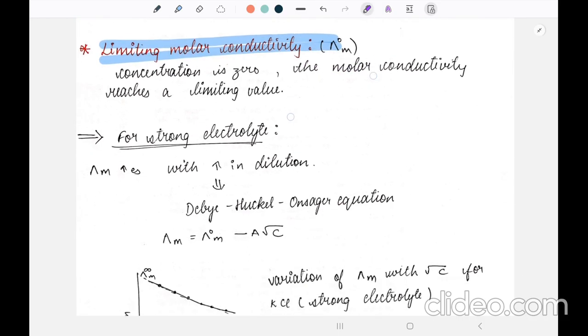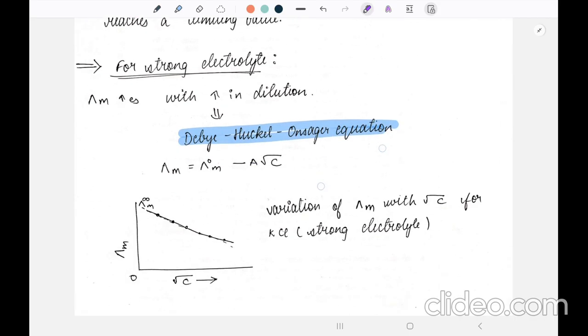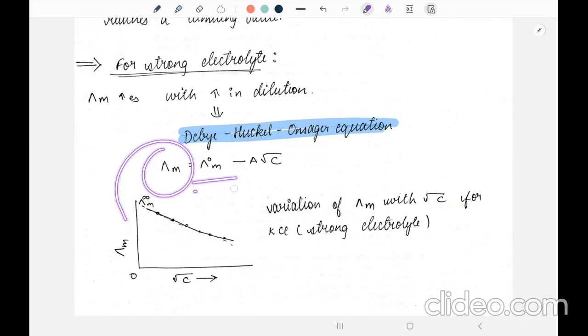So let us discuss strong electrolytes. Practically, strong electrolytes will completely ionize at all concentrations. For strong electrolytes, the molar conductivity will increase with increase in the solvent. This is represented by the following equation, which is that the molar conductivity is equal to limiting molar conductivity minus A root C. Here A is the constant that will depend upon the viscosity and dielectric constant of the solvent, while C is the concentration of the solution.